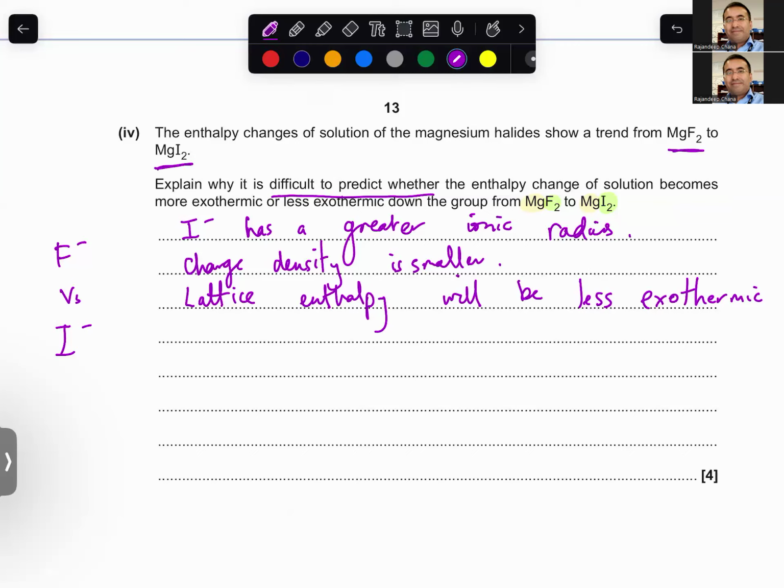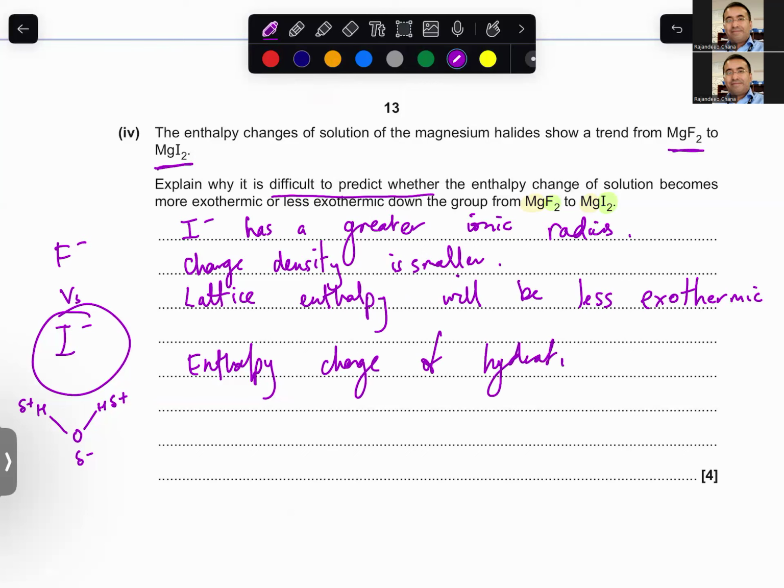Now the thing is, with hydration enthalpy, if you've got the attraction between iodide ions and the water molecules, because the charge density is lower, the enthalpy change of hydration for I minus will also be less exothermic.